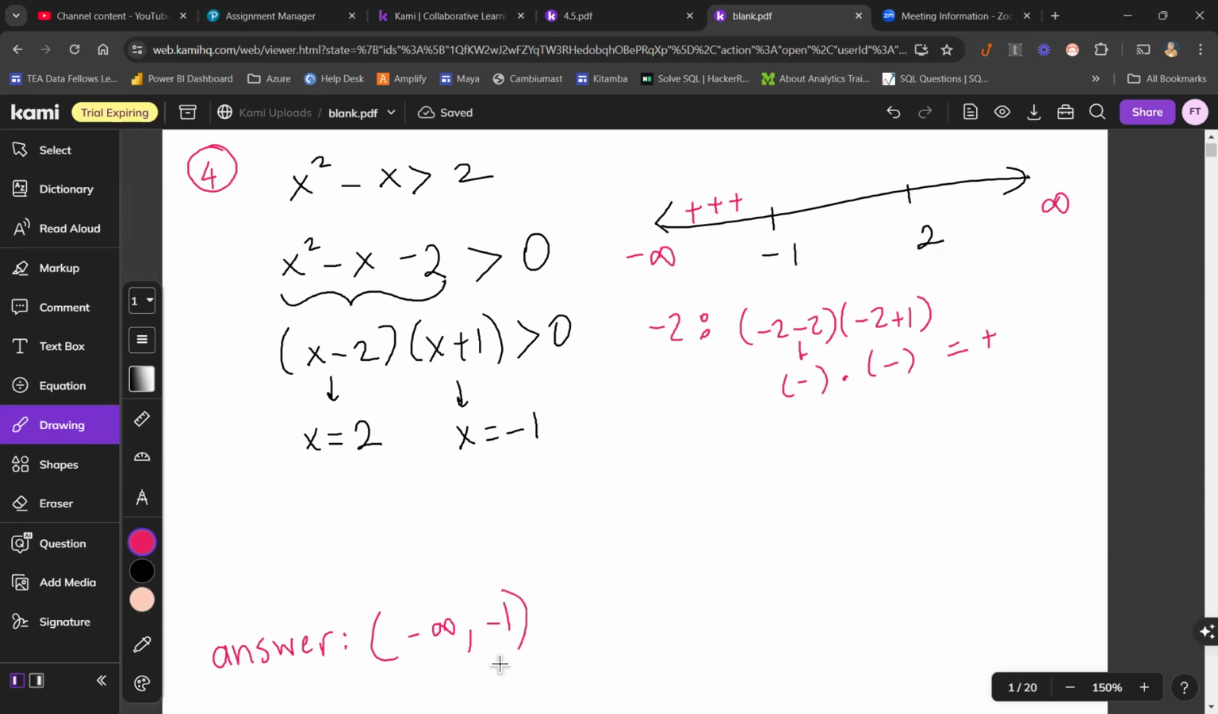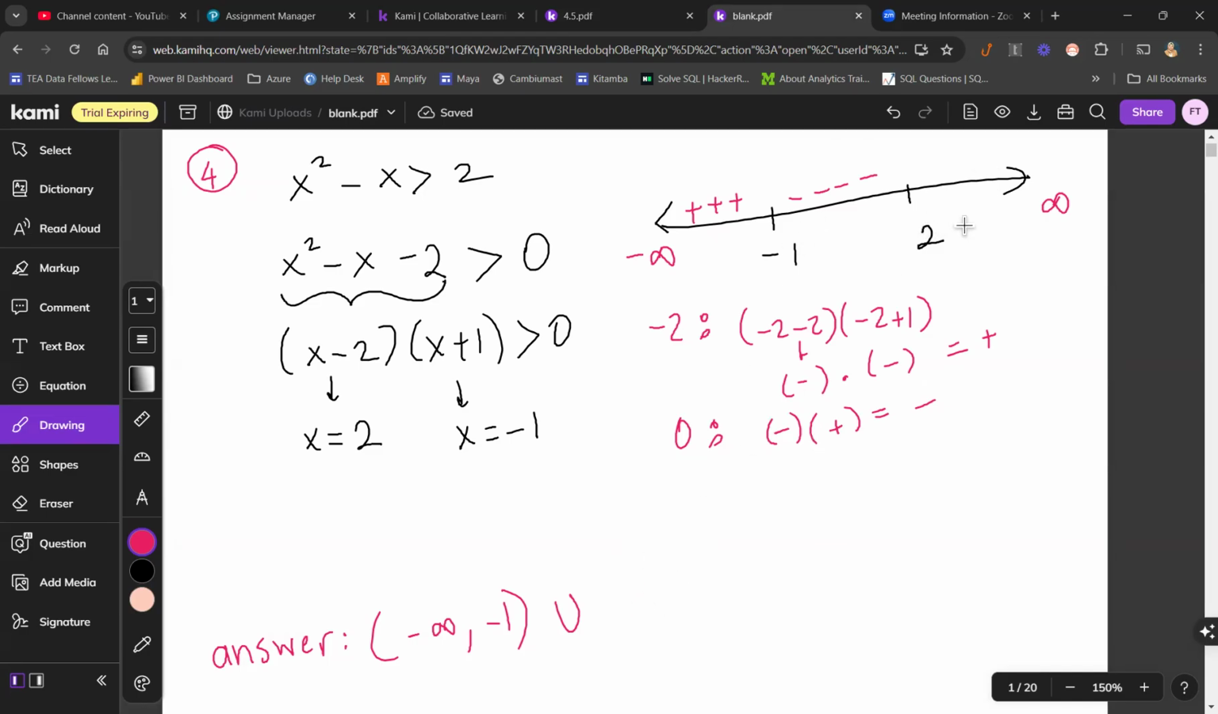and -1 is not included because it makes us a 0, and we don't want to be a 0, we want to be more than 0. Union. Now, let's test something from between -1 to 2. So smartest number to pick is 0. So we will need 0 minus 2, which is a negative number. And then we will need 0 plus 1, which is a positive number. And this is going to give me a negative answer, which I don't want. So I'm not going to include this particular region in my solution set.